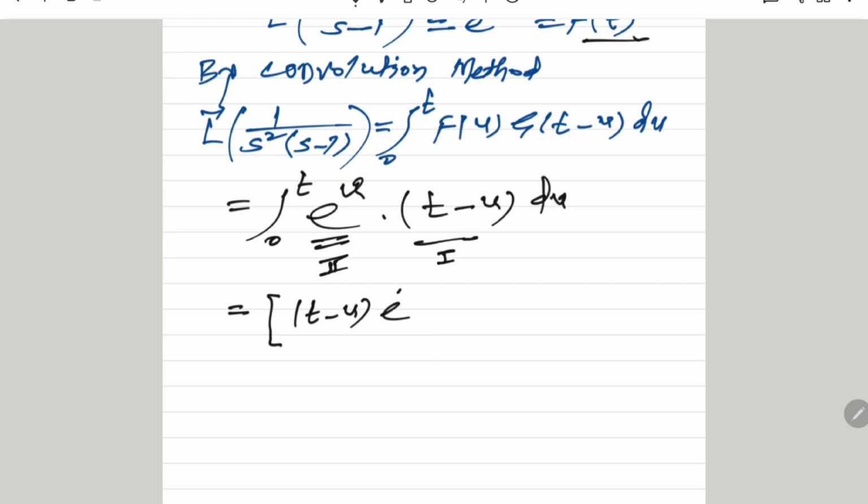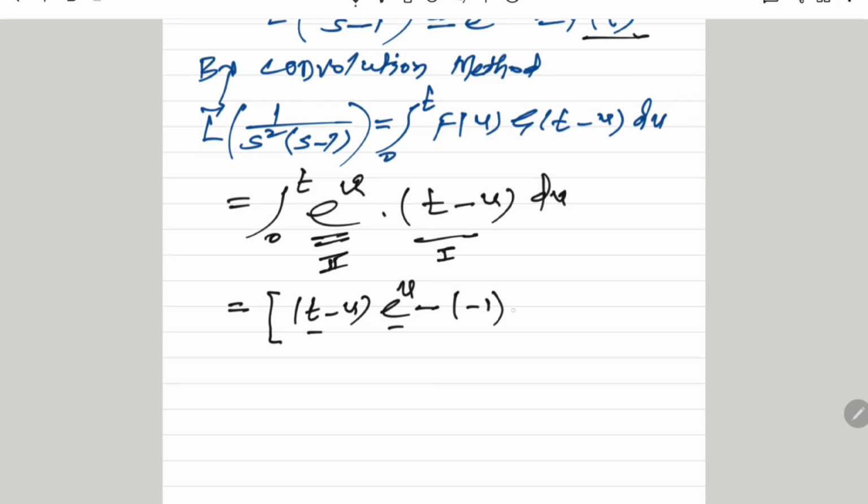Therefore integrating it by generalized parts, first term, integration of second, integration of e raised to u is e raised to u, then minus derivative of this t minus u with respect to u is minus 1. Next integration of e raised to u is e raised to u. Next one, derivative of 1 is 0, therefore we stop here as it becomes 0, and then limits from 0 to t.